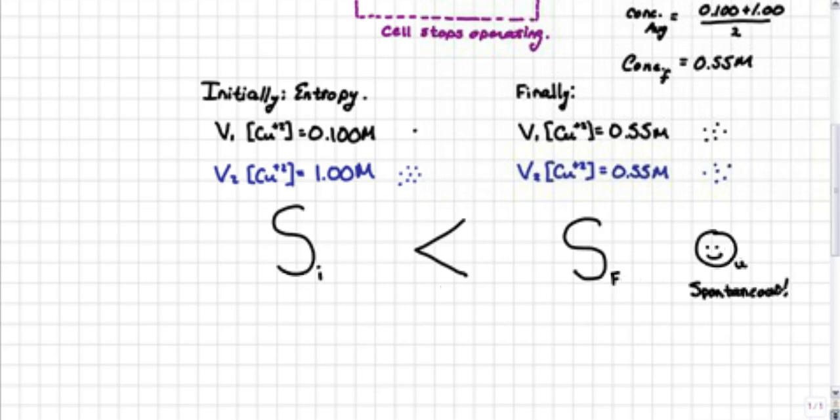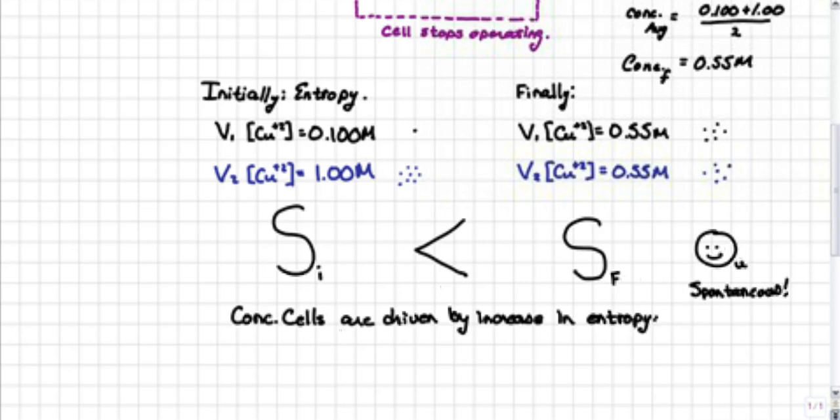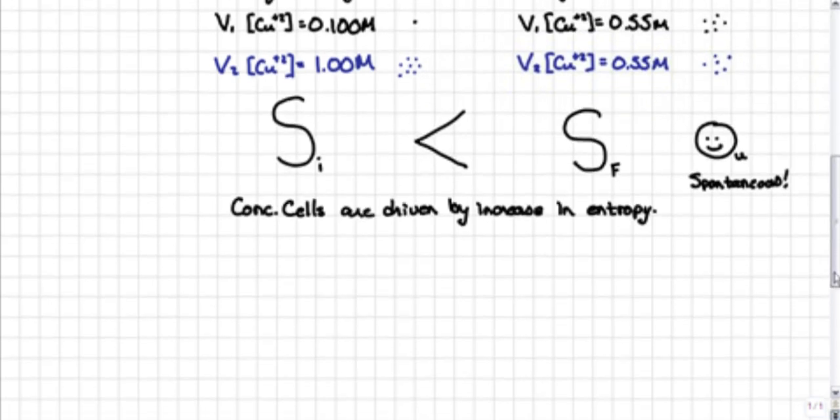In fact, in situations like this, we identify concentration cells as redox or oxidation reduction chemistry that are driven by increasing entropy. It is the increase in entropy which drives the concentration cell and is, in fact, what creates the electricity that one would expect to measure, the cell potential. Now, speaking of cell potential, we've talked about how the concentration cell actually operates, but we haven't determined the cell potential for this situation yet.